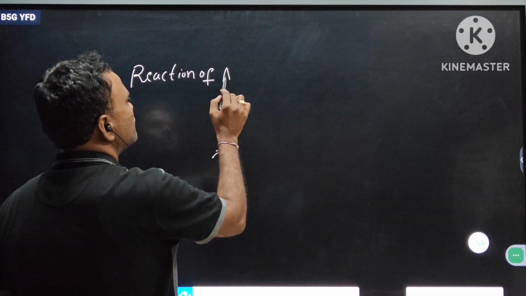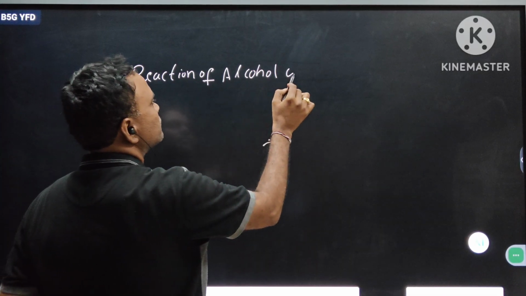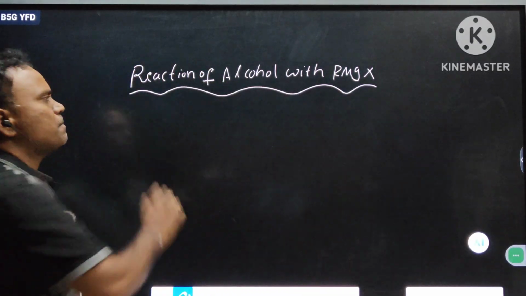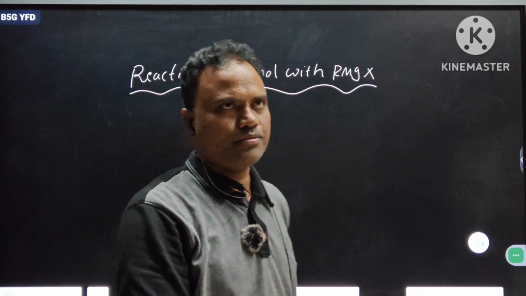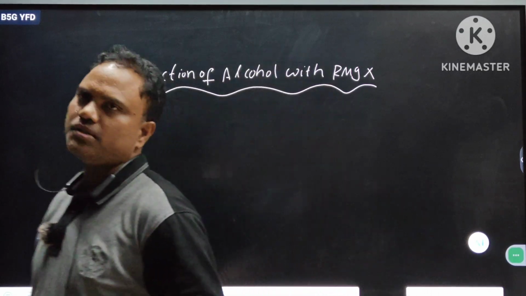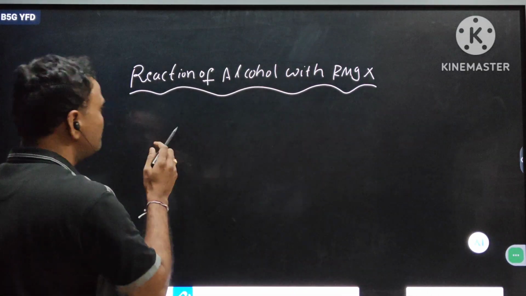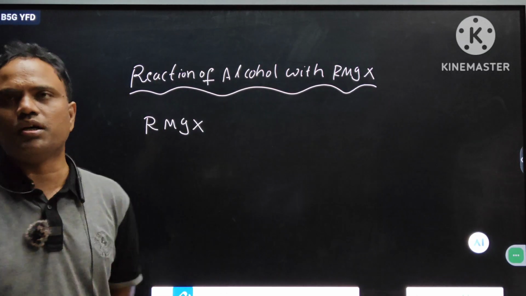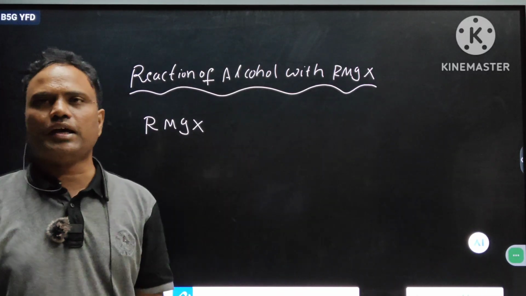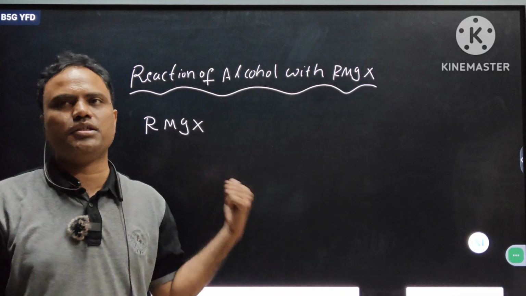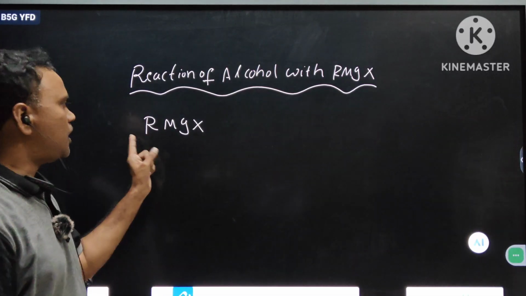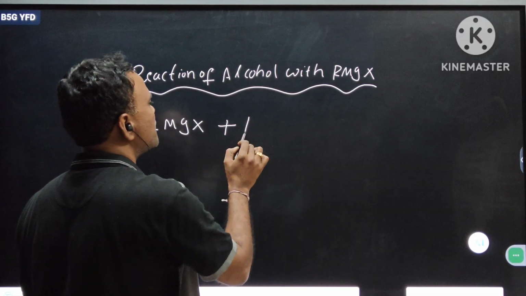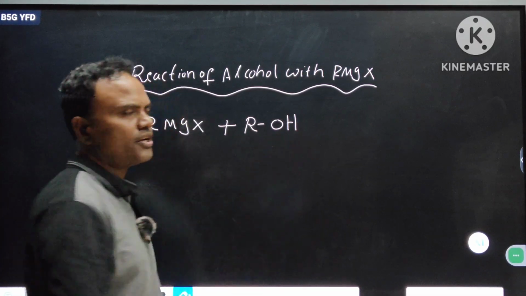Okay. Reaction of alcohol with RMgX, with Grignard reagent. Reaction of alcohol with Grignard reagent. Very simple and very easy. Clear? All of you. What is the Grignard reagent formula? General formula RMgX. Alkyl, magnesium and halide. Okay, this is already completed in the first chapter.